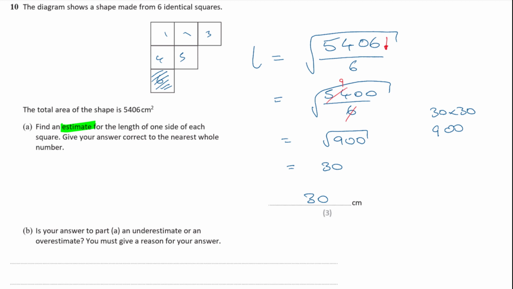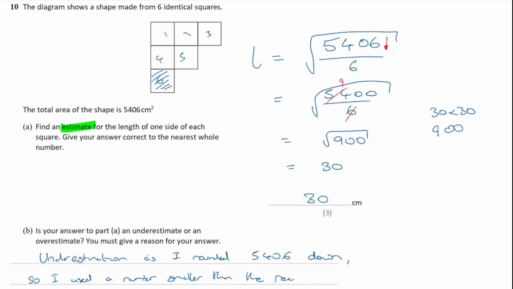So it's an underestimation, as I rounded 5,406 down. Okay, so I used a number smaller than the real value. Okay, I think that would do.